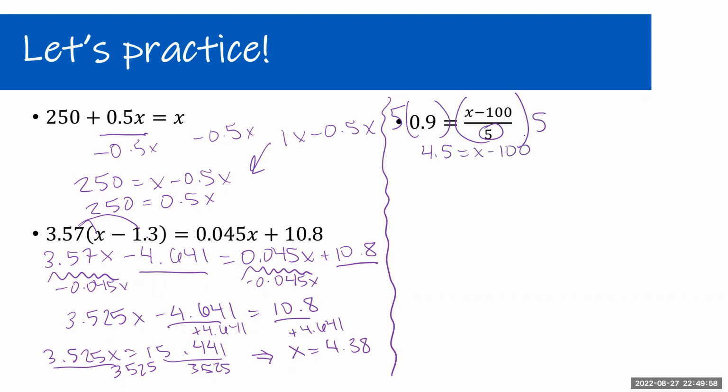And now we see x is almost by itself. We just need to add 100 to both sides. So plus 100 plus 100. And that's going to give us 104.5 equals x.